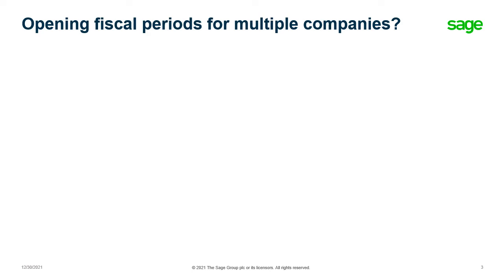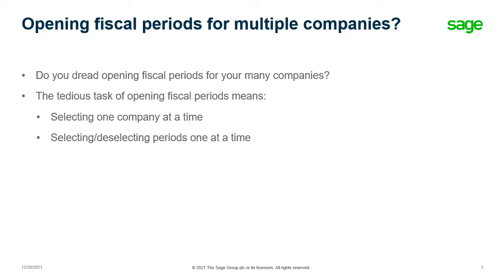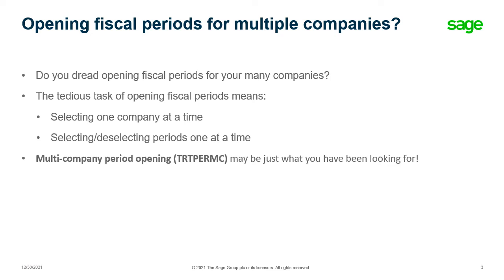So you have to open fiscal periods for multiple companies. Do you dread opening those fiscal periods for your many companies? The tedious task of opening fiscal periods means selecting one company at a time, deselecting periods one at a time. So multi-company period opening may be just the function you've been looking for.